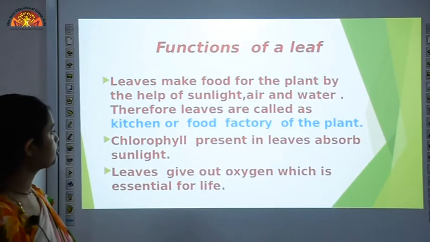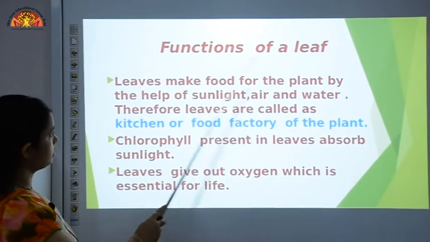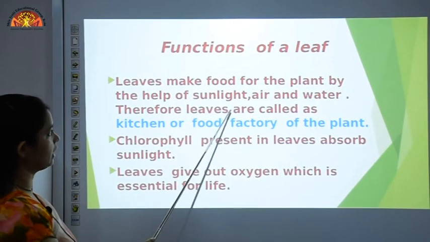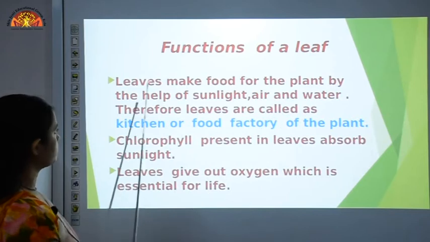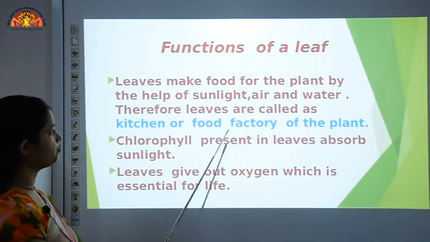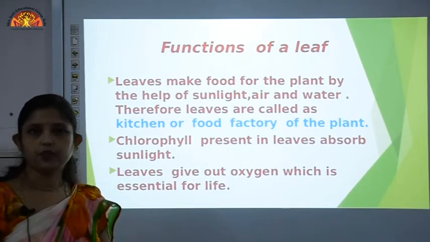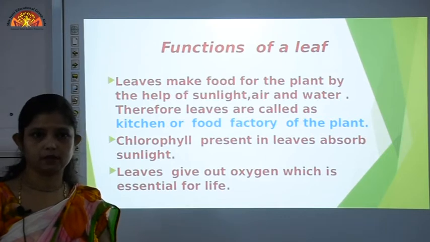Now we come to functions of leaf. Leaves make food for the plant by the help of sunlight, air and water. Therefore, leaves are called as kitchen or the food factory of the plant. Now, children, leaf is the very important part of the plant.